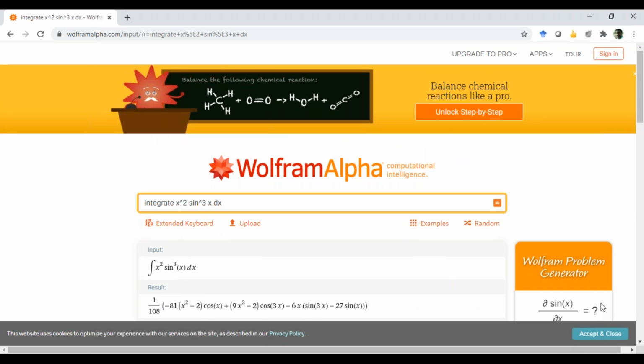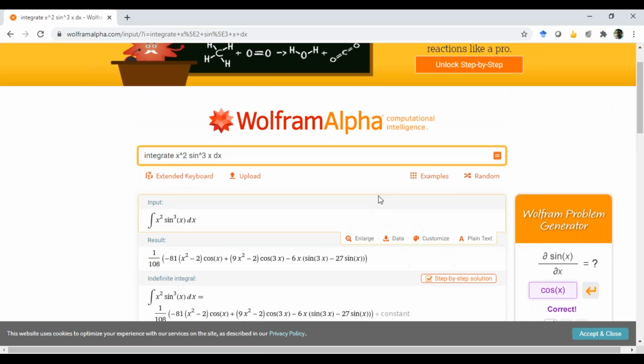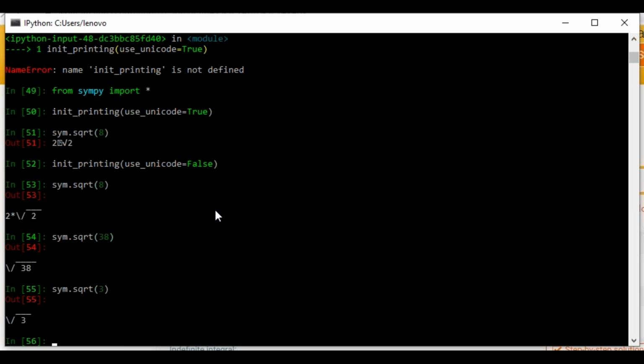You can check this particular site, Wolfram Alpha. Integration, differentiation, anything can be done. You can make use of the free version for this particular purpose. Its pro version, the paid version, is also there, but we are not in need of that. Okay, next we can do the integration.